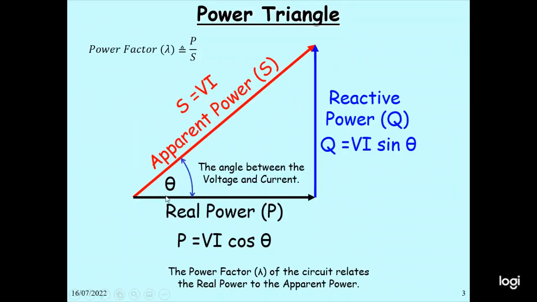The horizontal is the real power P, VI cos theta, and the vertical is the reactive power Q, VI sin theta. And the hypotenuse is the apparent power, S equal to VI. Power factor lambda can be calculated as P divided by S. So in this case, real power is VI cos theta, reactive power is VI sin theta, and apparent power S is equal to VI. The power factor lambda of the circuit relates the real power to the apparent power. So cos theta can be calculated as P divided by S, equal to lambda.